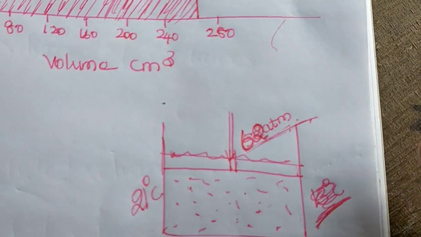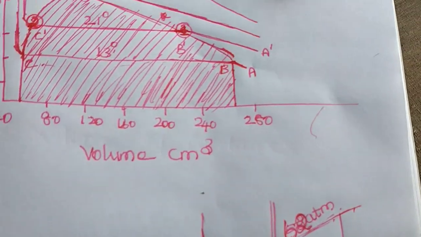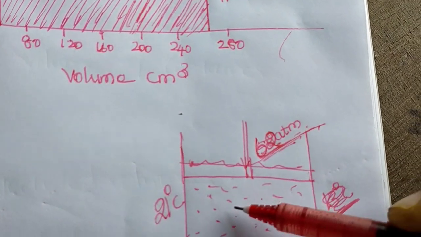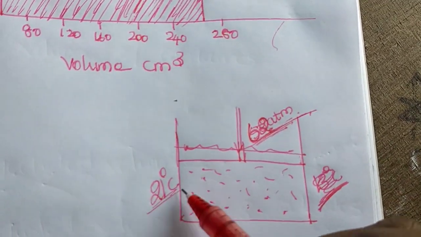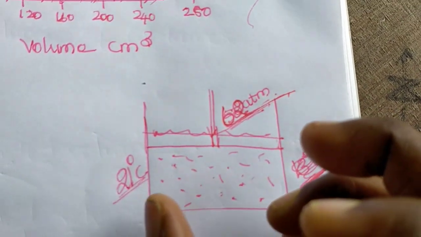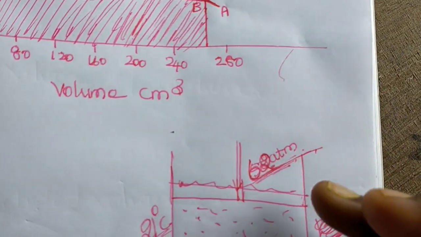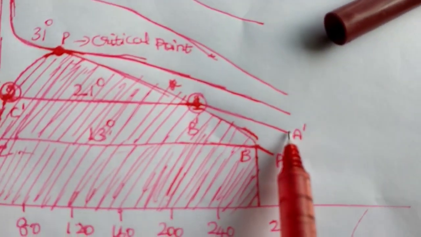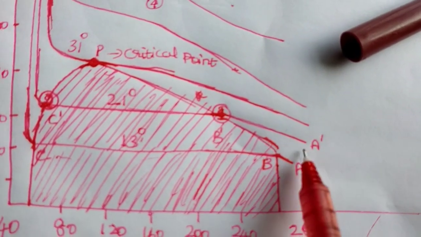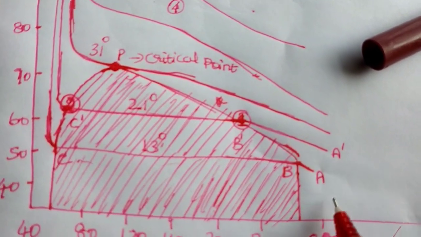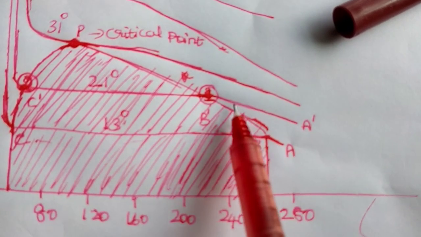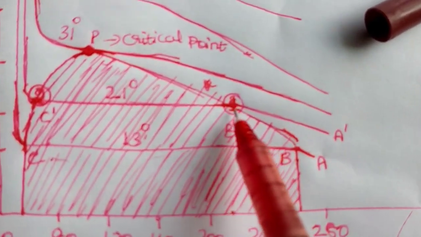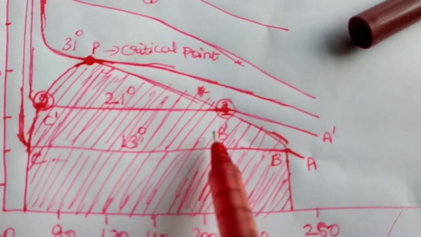Now, because of applying this 62 atmospheric pressure and 21 degrees Celsius to the carbon dioxide vessel, what will happen? Again, the same thing will happen. The volume is reduced because of the higher pressure, and the gas will become liquefied, or become liquid form. So you can see the volume decreases from 280 to 220. Then again at the point P dash, the volume is reduced.